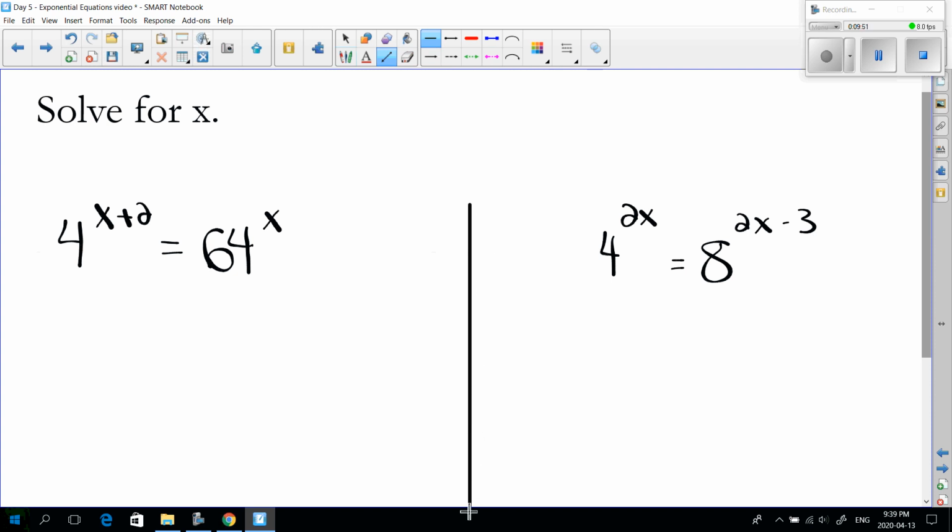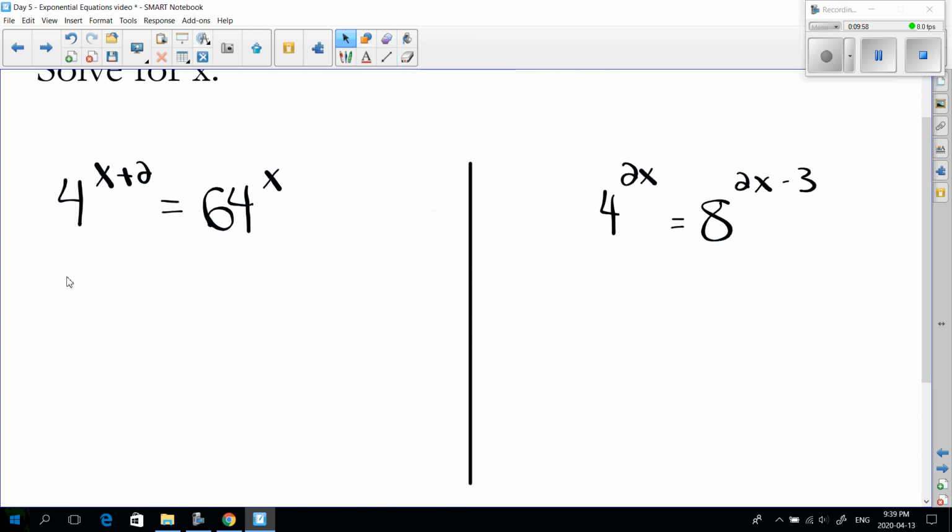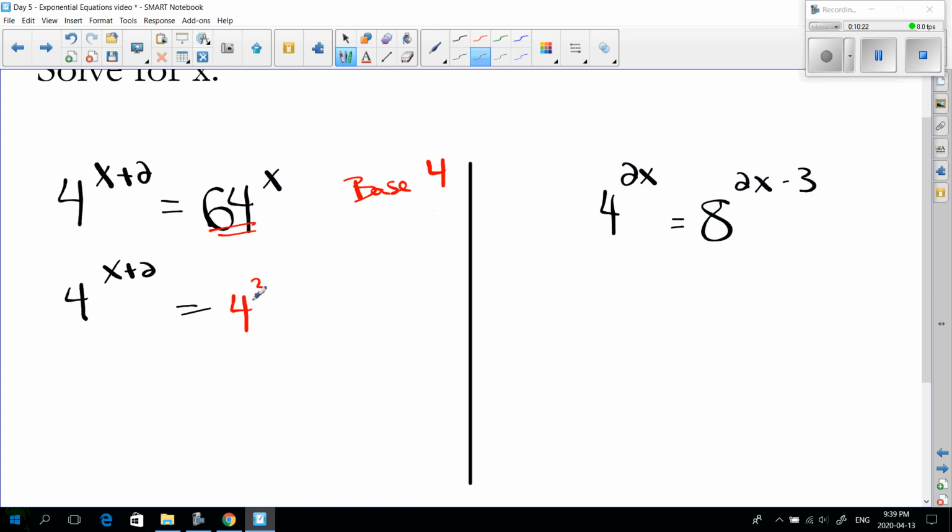All right, first example. We have 4 to the power of x plus 2 equals 64 to the power of x. The common base I'm going to use in this case is 4. I could use a base of 2, but it's easier to use a base of 4 because I don't have to change anything on the left-hand side. It already has a base of 4. 64, all right, 64 is 4 to the power of 3.